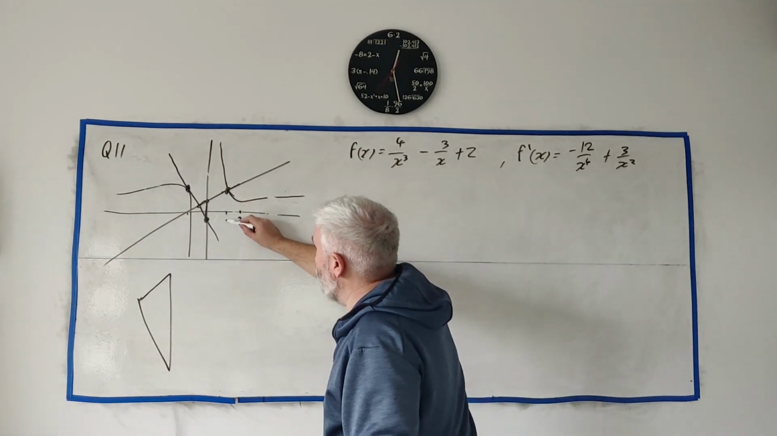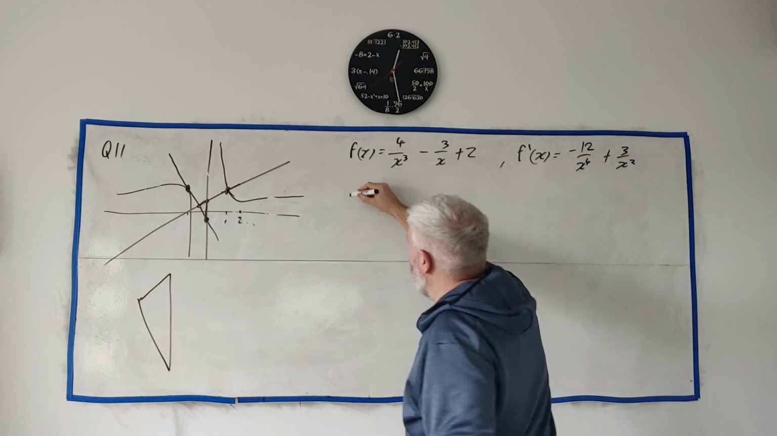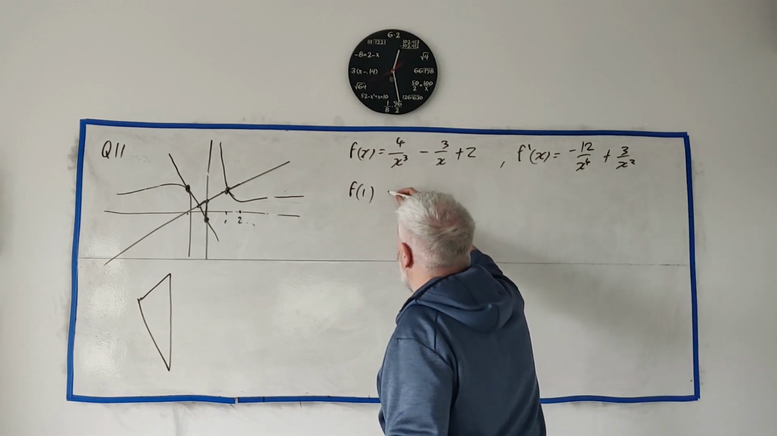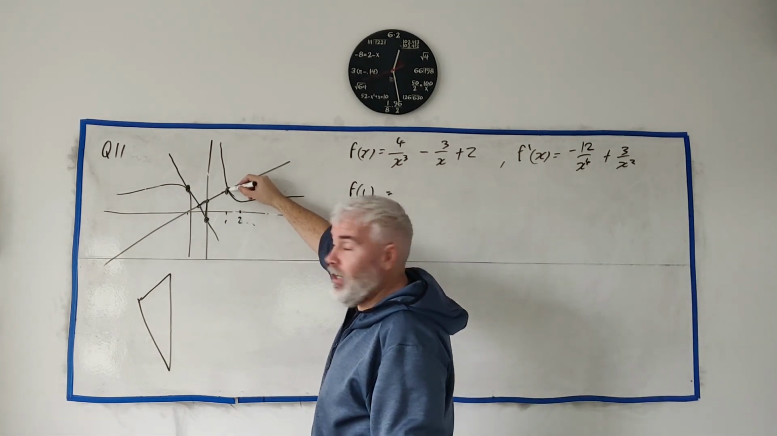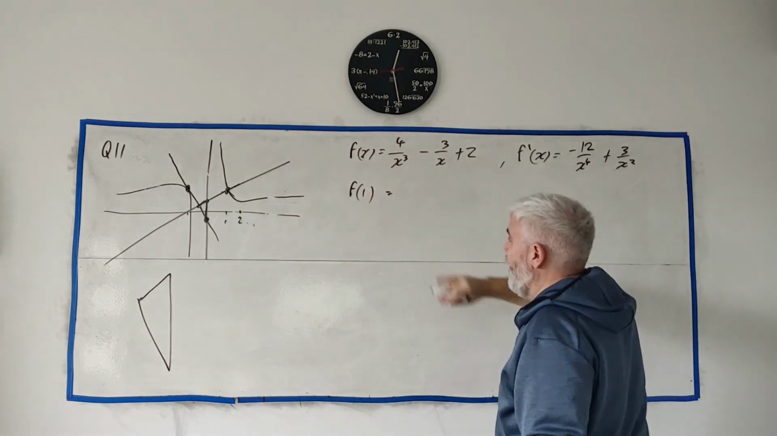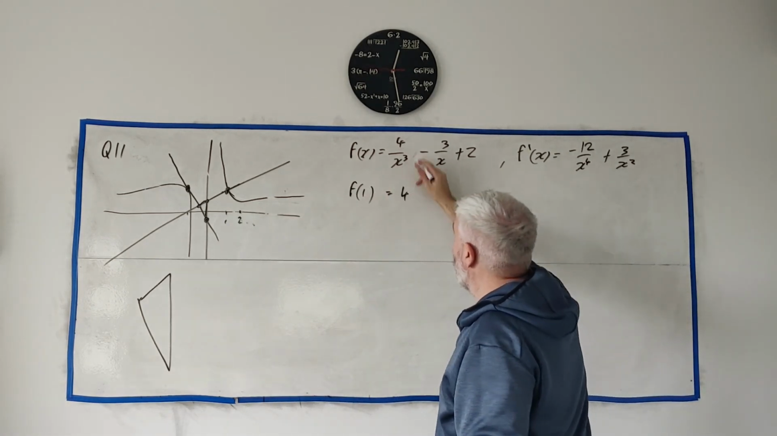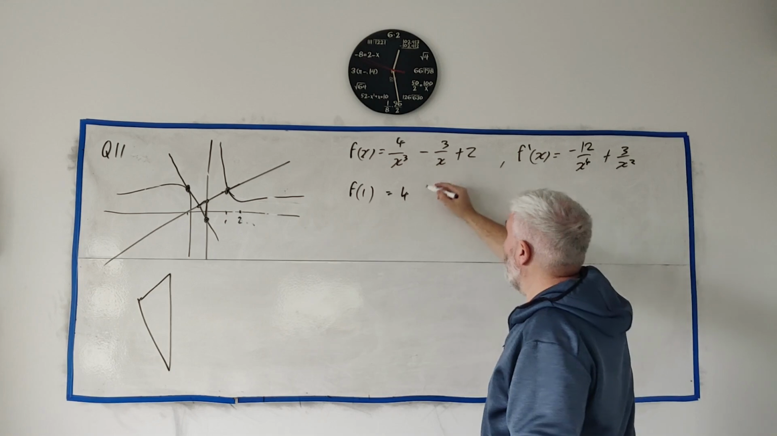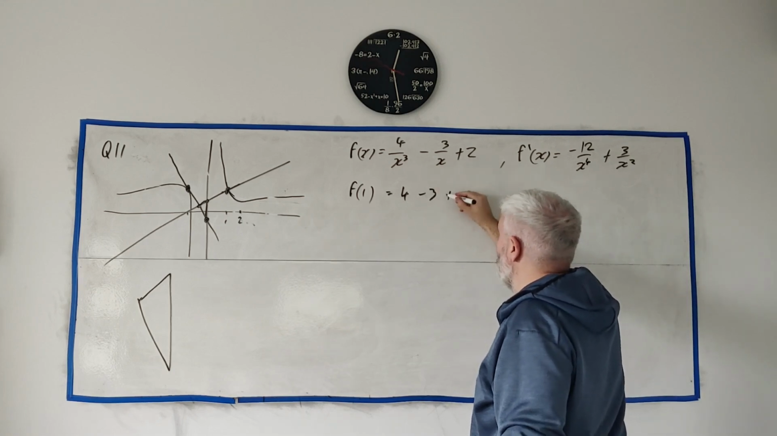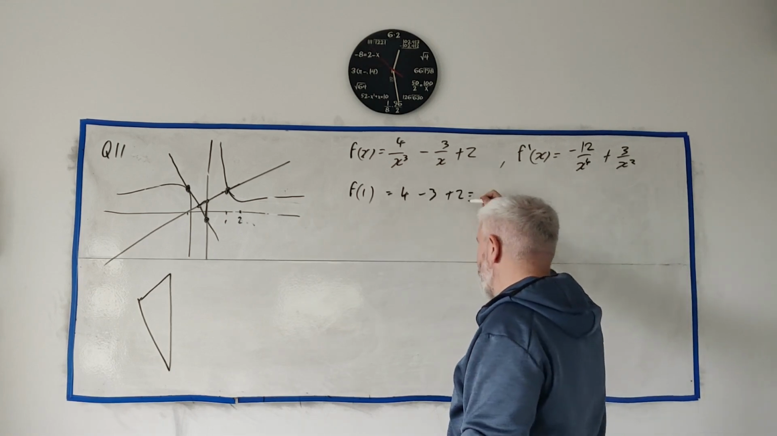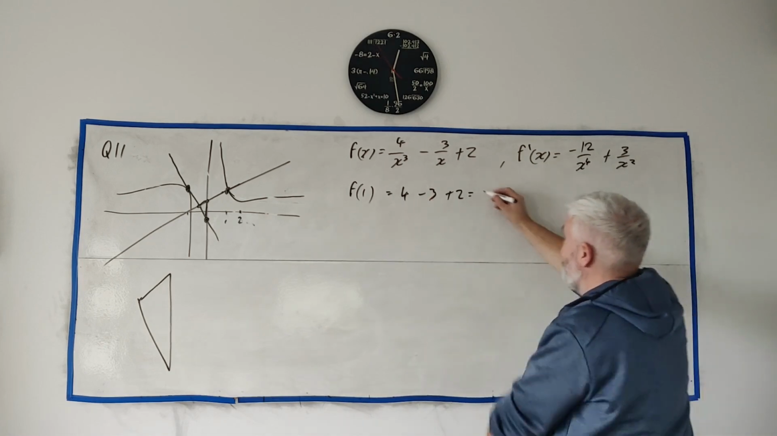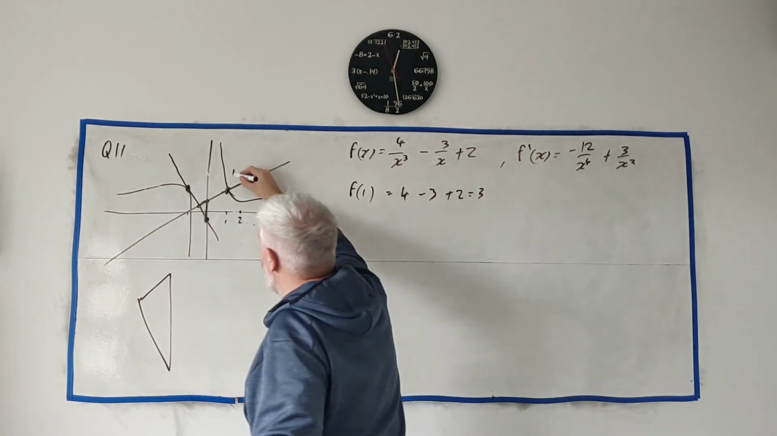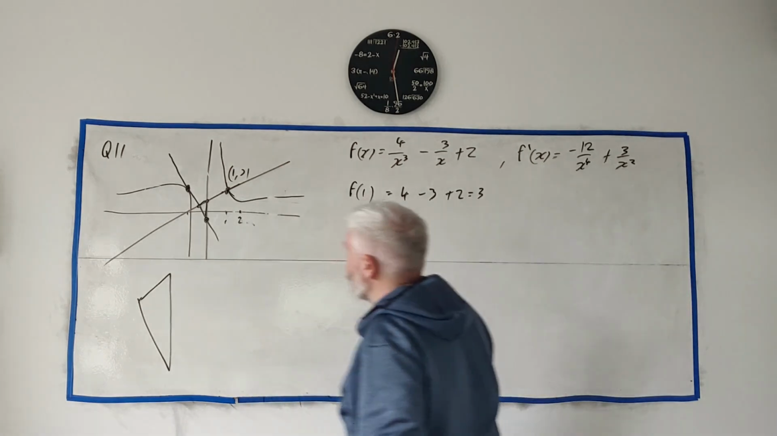I want to know this point here. This point is when x was 1. So let's find f(1), because we know the x part at this point, just need the y part, which is the f. f(1) is 4 divided by 1 minus 3 divided by 1 plus 2, which, what does that equal? 3. So this point here is (1, 3).